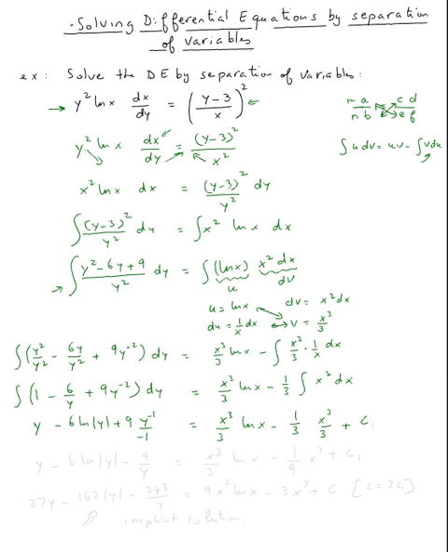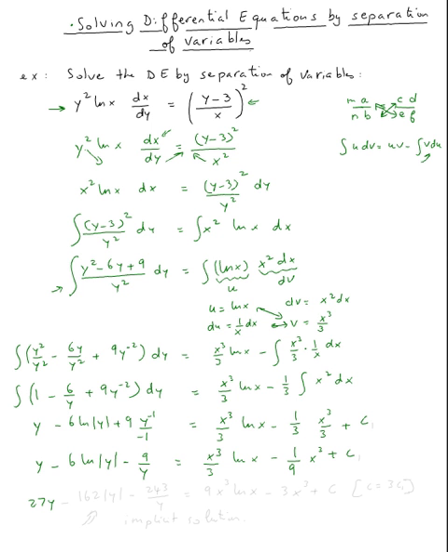Now let's rewrite this nicely. y minus 6 ln of y minus 9 over y is equal to x cubed over 3 ln x, minus, 3 times 3 is 9, so 1 over 9 x cubed plus some constant c. Now if you want to get rid of the fractions, multiply everything by the least common multiple of 9 and 3, so 27.